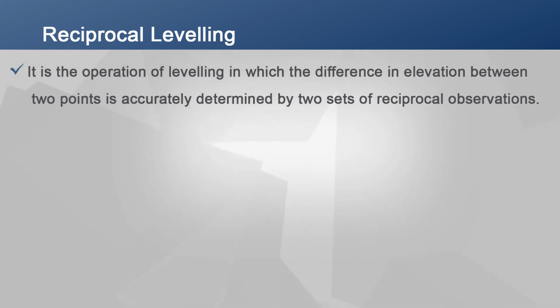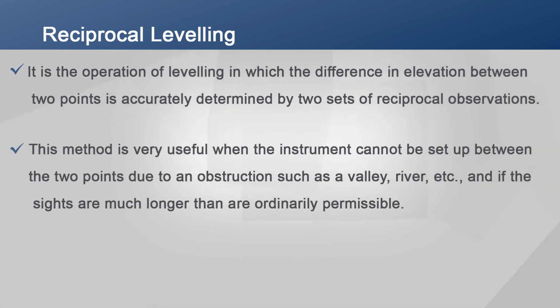It is the operation of leveling in which the difference in elevation between 2 points is accurately determined by two sets of reciprocal observations. This method is very useful when the instrument cannot be set up between 2 points due to an obstruction such as a valley, river, etc.